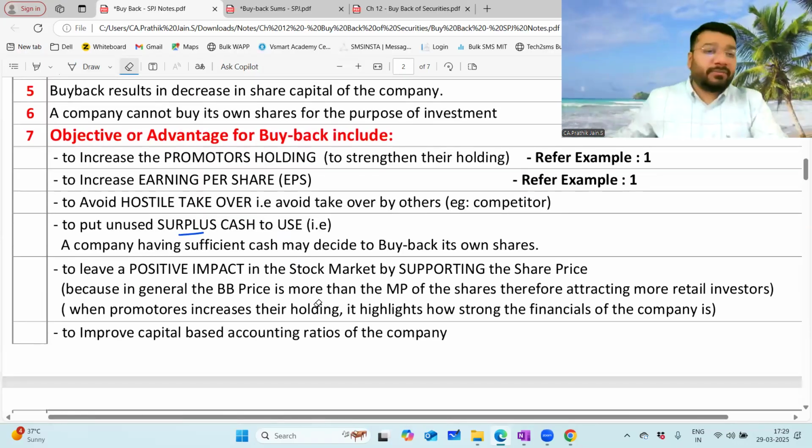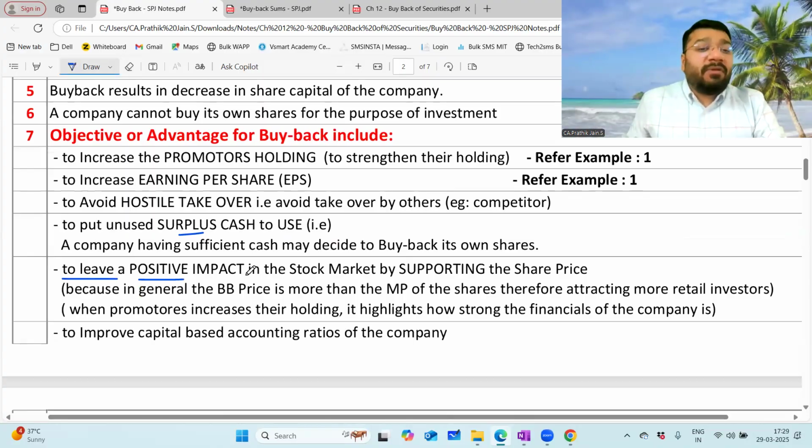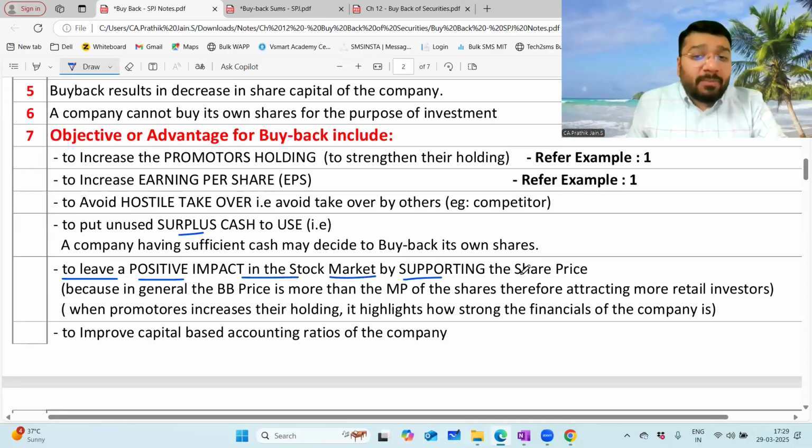I'm coming to that point. Now, another objective of buyback: to leave a positive impact in the stock market by supporting the share price.